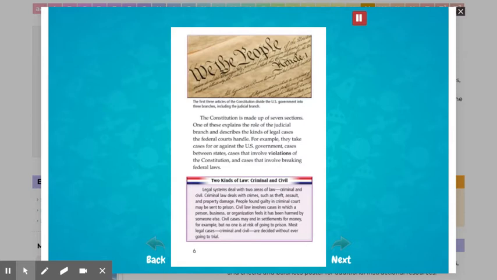The Constitution is made up of 7 sections. One of these explains the role of the judicial branch and describes the kinds of legal cases the federal courts handle. For example, they take cases for or against the U.S. government, cases between states, cases that involve violations of the Constitution, and cases that involve breaking federal laws.